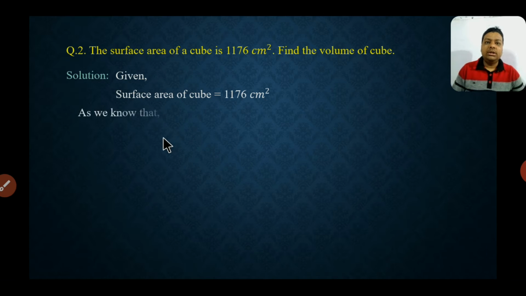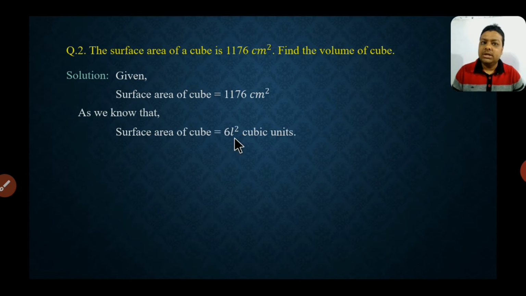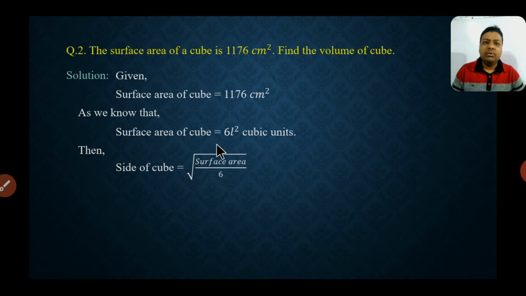So what is the volume of the cube? What is the formula of surface area of cube? 6L square, and the surface area of cube is already given, 1176. So what formula can we apply? Here, surface area of cube is 6L square. At first we will take 6 to this side, then surface area of cube by 6, and we will remove this square, so it will be in the root. So side of cube will be under root surface area by 6.